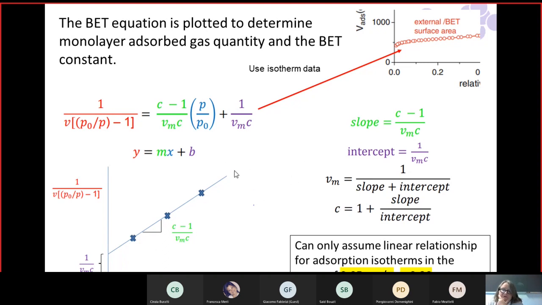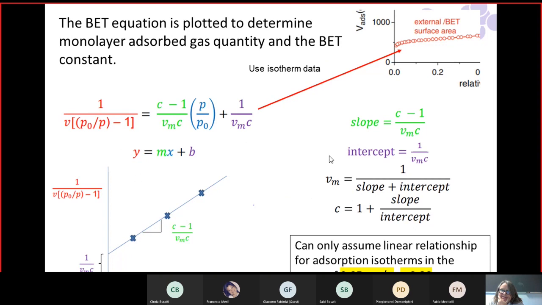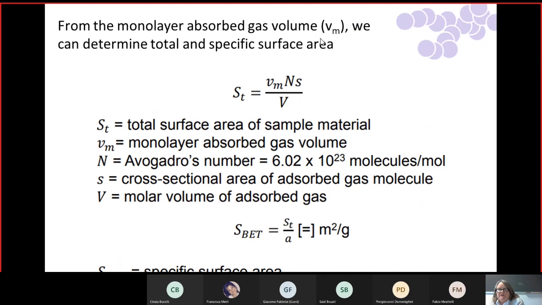So once you get that, now I have my volume of material. Now I can figure out the total and specific surface area. So the total surface area is equal to the monolayer gas volume divided by the molar volume of the adsorbed gas. So that will depend on the gas used. In our case, we use nitrogen.